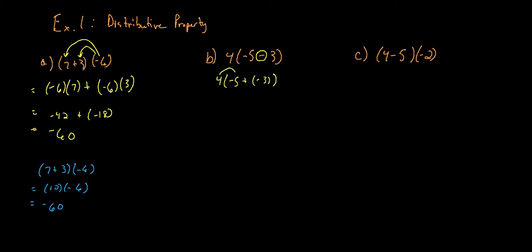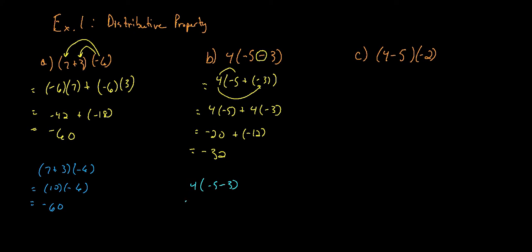Now distribute the 4 to both terms that are being added inside the parentheses. So 4 times -5 plus 4 times -3. That equals -20 plus -12, which equals -32. And again, we'll check that solution by performing what's inside the parentheses first. 4 times -5 minus 3, that equals 4 times -8, which equals -32. The same solution that we got when using the distributive property.